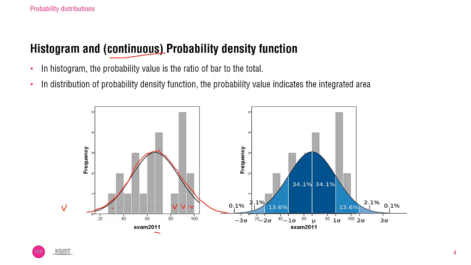Based on this histogram, a trend line is overlapped. And I think it seems that the distribution is still acceptable as a normal distribution. In a distribution's probability density function, the probability value indicates the integrated area. So the shaded area here. Therefore, to get the probability of having a higher score than 80 here, you calculate the area size of this area.